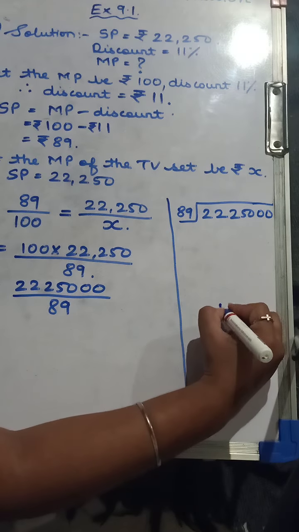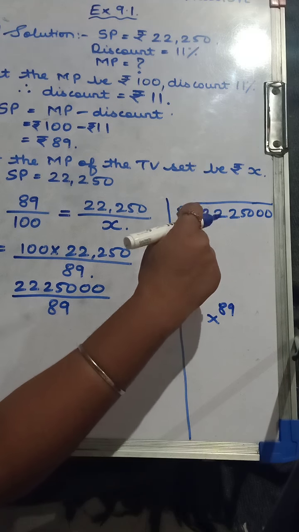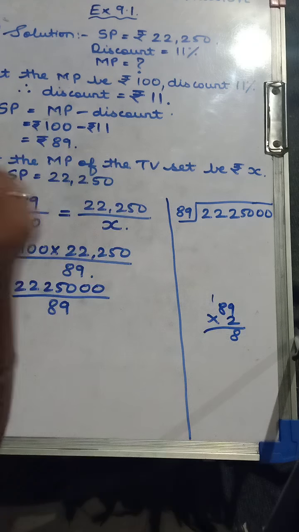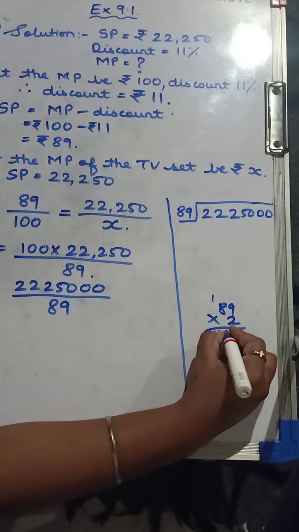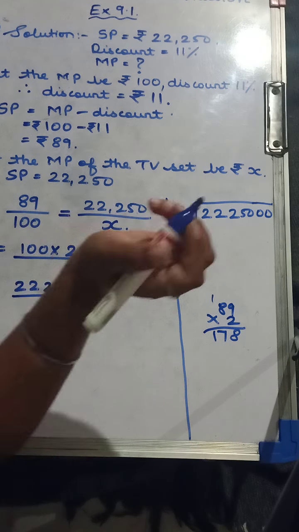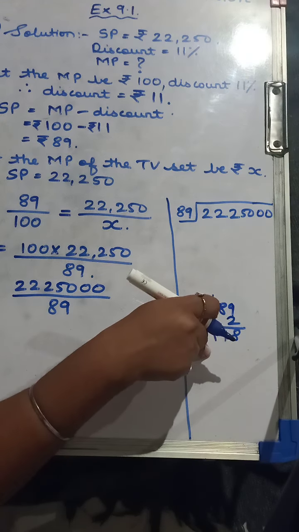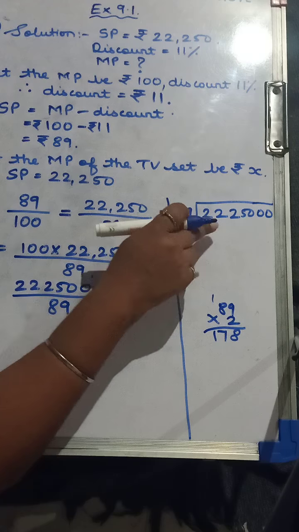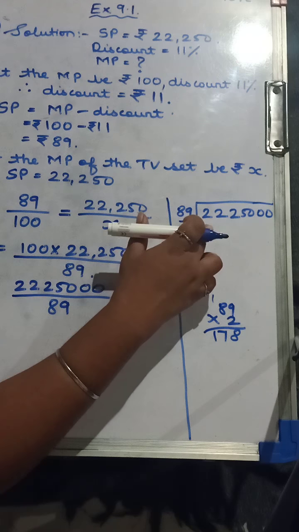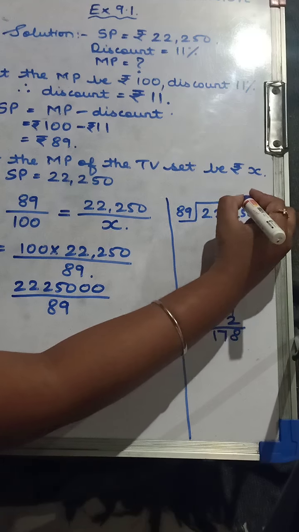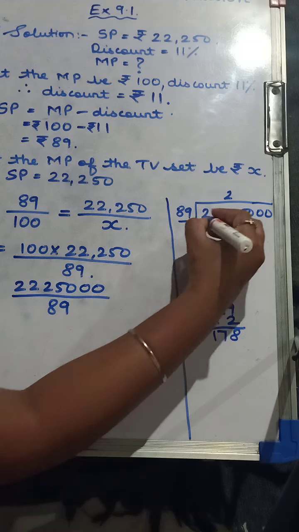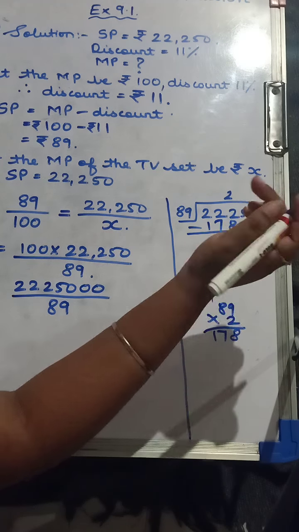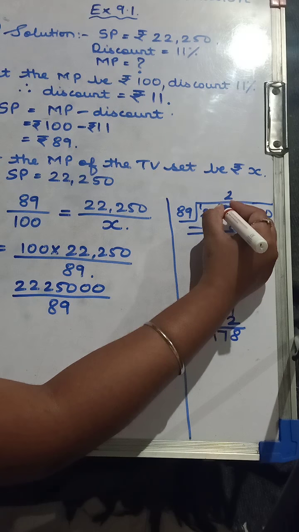So once we take 222, we'll just check. 89 multiplied by 1 is 89. 89 twos we'll take. So 9 twos are 18. 8 twos are 16 plus 1, 17. So that is 178. So we can take 178 because it is very close to 222. If you take 3s, it will be bigger than 222. So we are going to take 89 2s as 178. Now when you minus 178, 2 minus 8 is not possible. So cancellations.